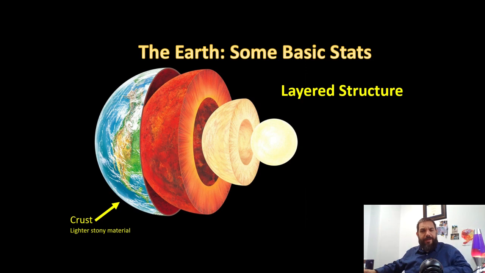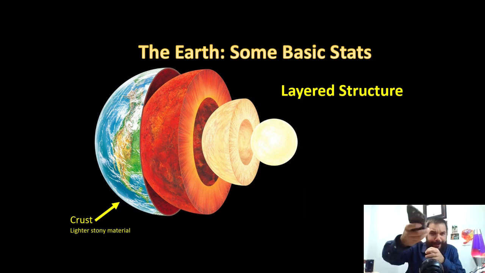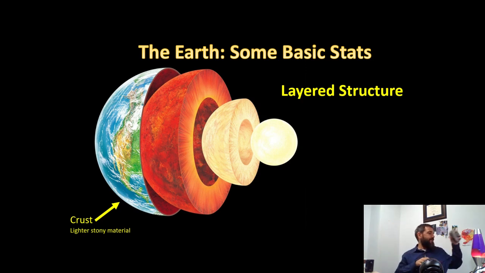I can actually get a little sample of it for you to show you what's representative of the crust. Okay, so here it is, and this is actually just a piece of vesicular basalt, and it gives you a pretty good idea of what the crust is made out of. Rocky material, but even though this seems really dense, it's actually relatively light compared to the rest of the material of the Earth. It has a relatively lower density.